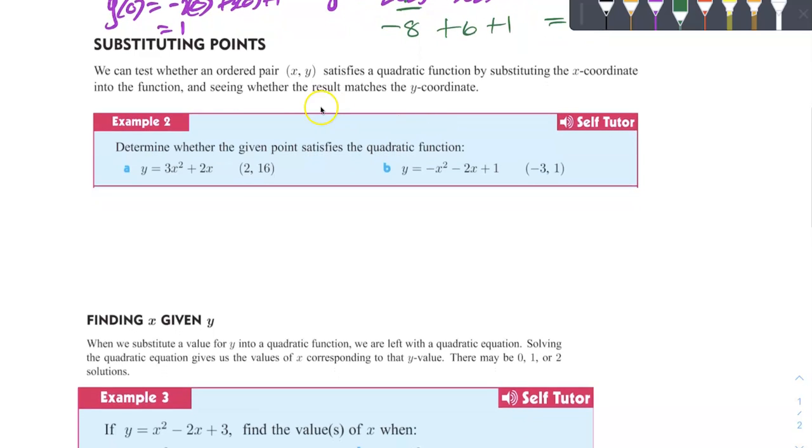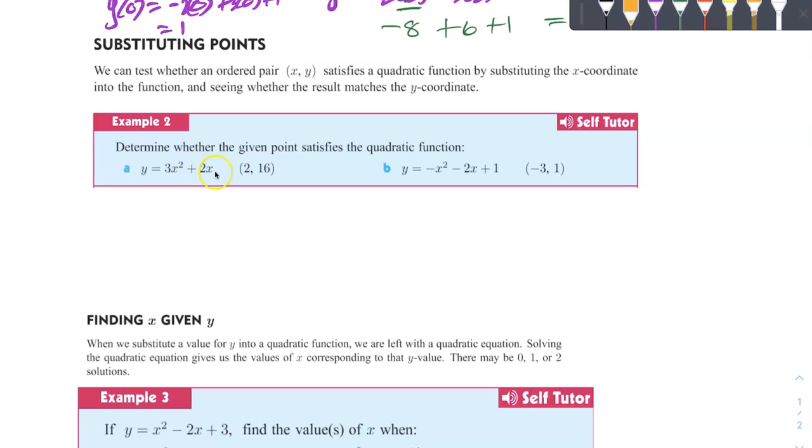How about if I give you a point and ask you, does this satisfy the quadratic function? Is it a solution to this quadratic? All you have to do is substitute the point in, and if it works, if it's a true statement, it does satisfy the quadratic function. If it doesn't, it does not. So that's how you tell if it's a solution or not. Just substitute it in and see if it works.